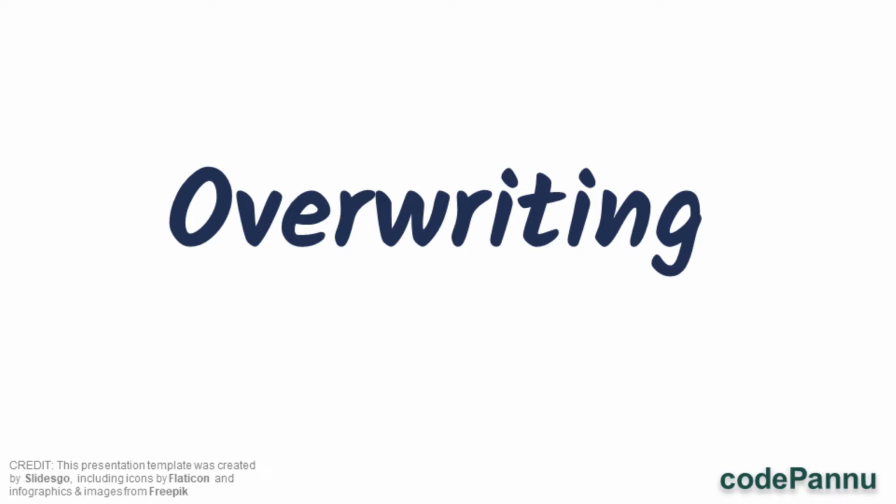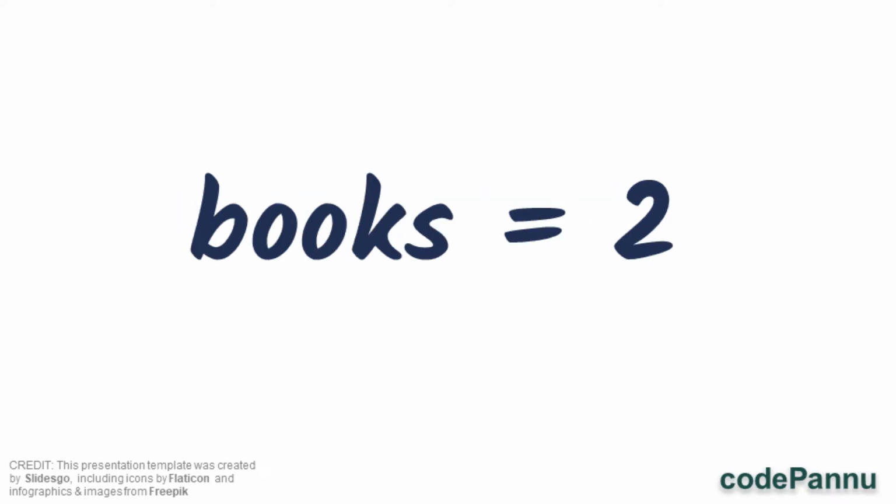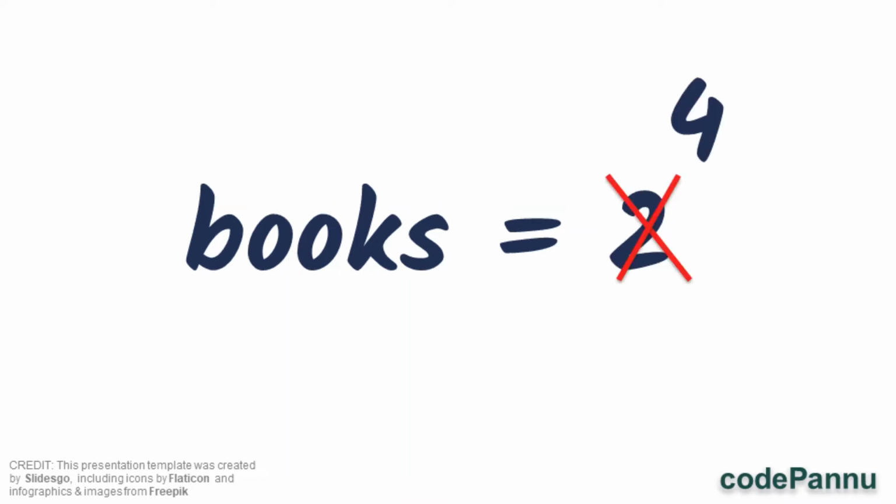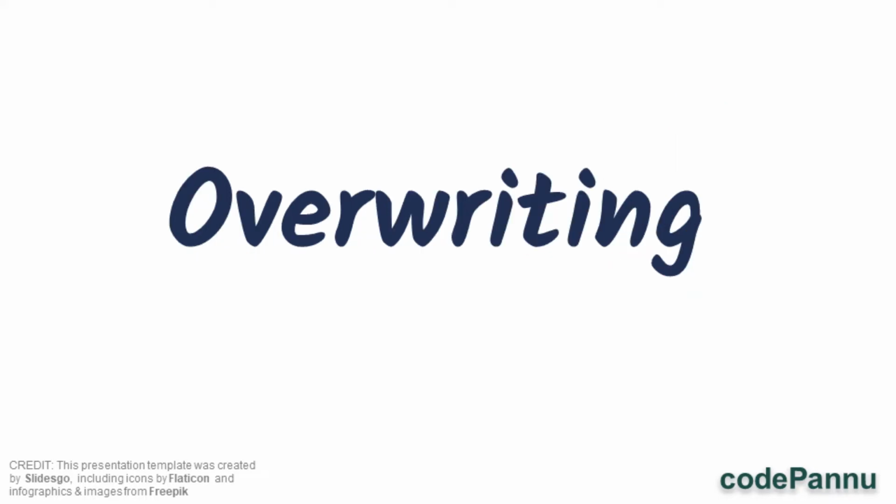For example, the variable books has value 2. Then I give a new value 4 to the variable. Now Python can keep only one value for a variable. So after I give the new value, Python will remember only that value. So now the value of books is 4. This is called overwriting. There are two types of overwriting in any programming language.